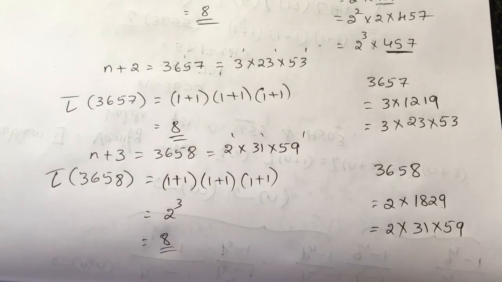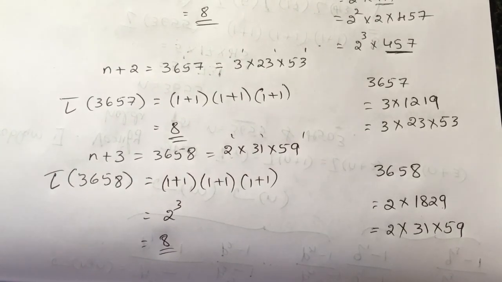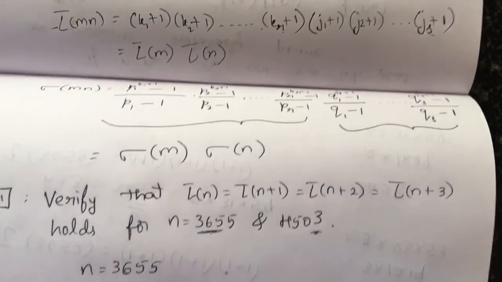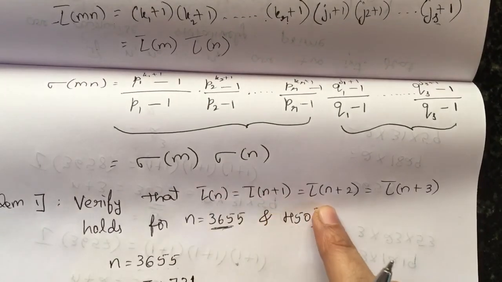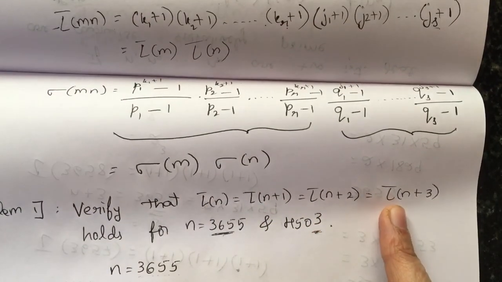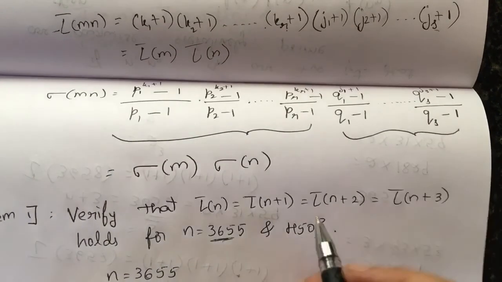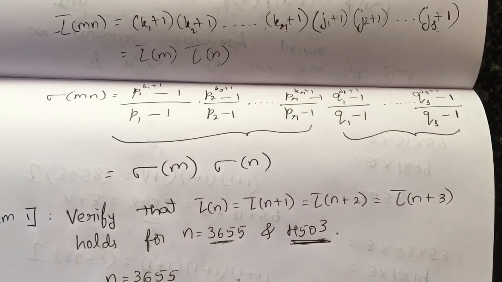So verification is done over here. For n equal to 3655, tau of n equal to tau of n plus 1 equal to tau of n plus 2, which is equal to tau of n plus 3. Similarly, you try by taking n equal to 4503.